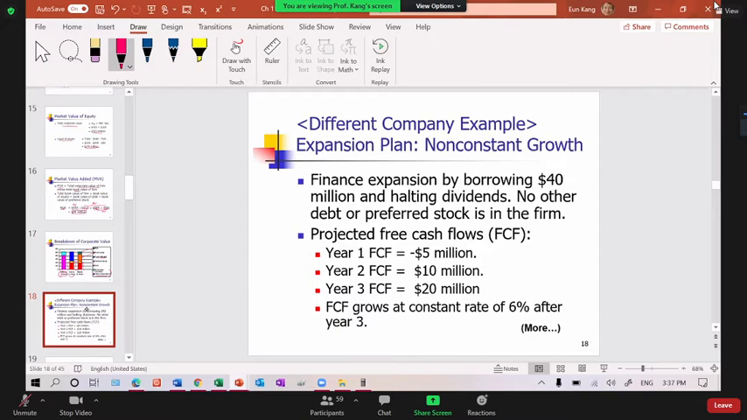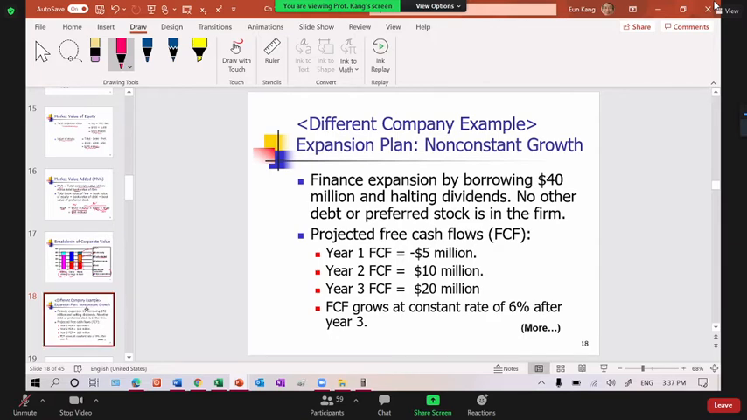So this is a different company example. It's not related to the previous one, because the first one was a pretty easy, simple one, just growing perpetuity. Then this one is a different company example, but more general. That is what?